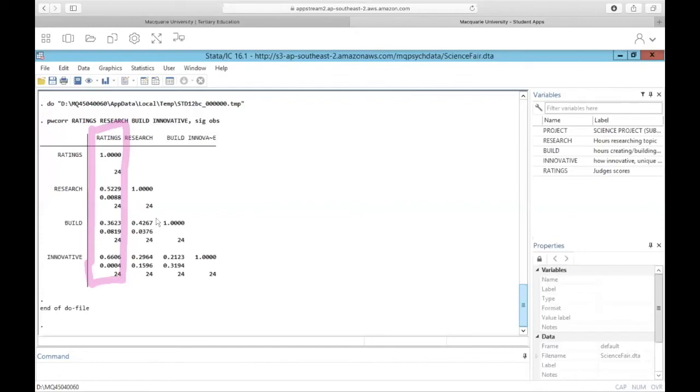This isn't quite as important since we're doing simple linear regression, but this will become really important when we talk about multiple regression. But this does make sense. The number of hours that people spend researching will probably correlate with the number of hours that people spend building. All right, so now that we've assessed our bivariate descriptives, we can finally move on to fitting our regression models.